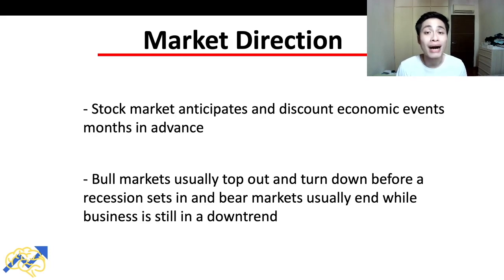A point to take note about market direction is that the stock market anticipates and discounts economic events months in advance. So we cannot just make our investing decision based on what the economy is currently doing. Because like I mentioned earlier, the stock market discounts these events months in advance. So bull markets usually top out and turn down before a recession sets in, and bear markets usually end while business is still in a downtrend.